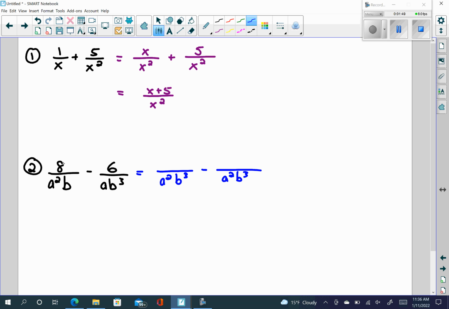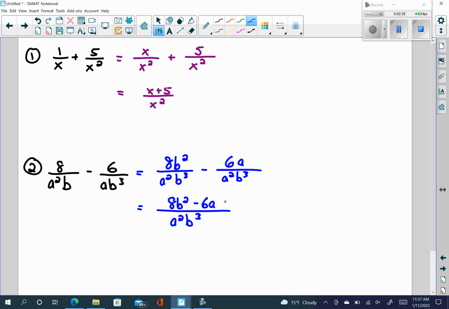Now carefully we have to figure out what 8 needs to get multiplied by. So the a squared was already there. We had one b, we multiplied by 2 more b's, so we have to multiply by a b squared. So we're going to get 8b squared. So we multiplied our denominator by b squared and our numerator by b squared. The 6 will have to get multiplied. We already had the b cubed, all 3 b's were there, but we had an a and we turned it into an a squared, so we have to multiply by an a. So 6 gets multiplied by an a. Then we make one big fraction. Keep our denominator, just go straight across here. We get 8b squared minus 6a.